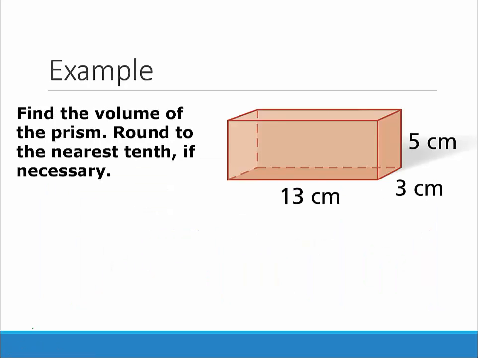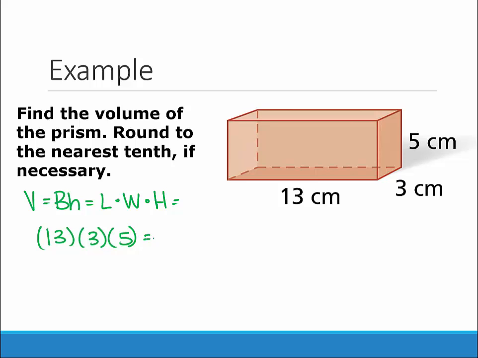So find the volume of the prism, round to the nearest tenth if necessary. So volume is the base times the height, or in this case, length times width times height. So all we got to do is multiply these things together. So 13 is the length, 3 is the width, and 5 is the height. And we get 195. And because we multiplied centimeters times centimeters times centimeters, our units are centimeters cubed. For area, it's always squared, and for volume, it's always cubed, so keep that in mind.